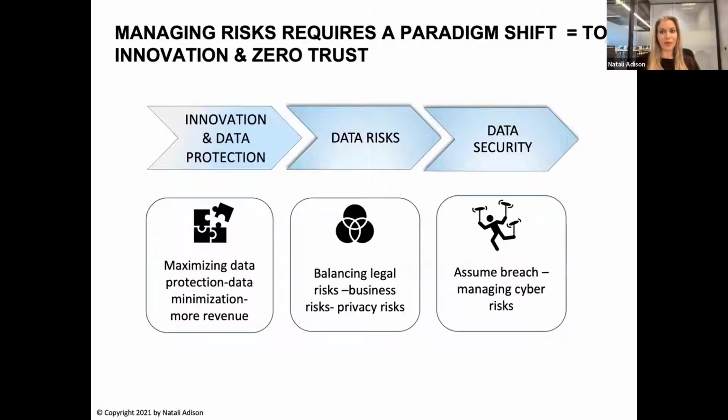Managing risk requires a paradigm shift to innovation and zero trust. Companies need to understand that in order to thrive in the coming future, they need to maximize data protection and minimize data utility in order to gain more revenue. Companies need to start thinking more and more about data risk. They have to balance legal risks, business risks, and privacy risk. More than all, companies need to assume breach. They have to start thinking about data security.